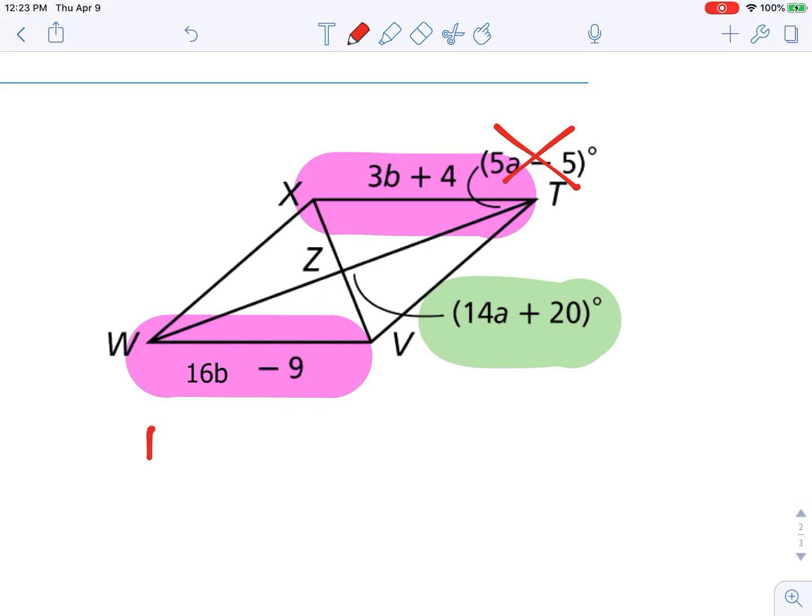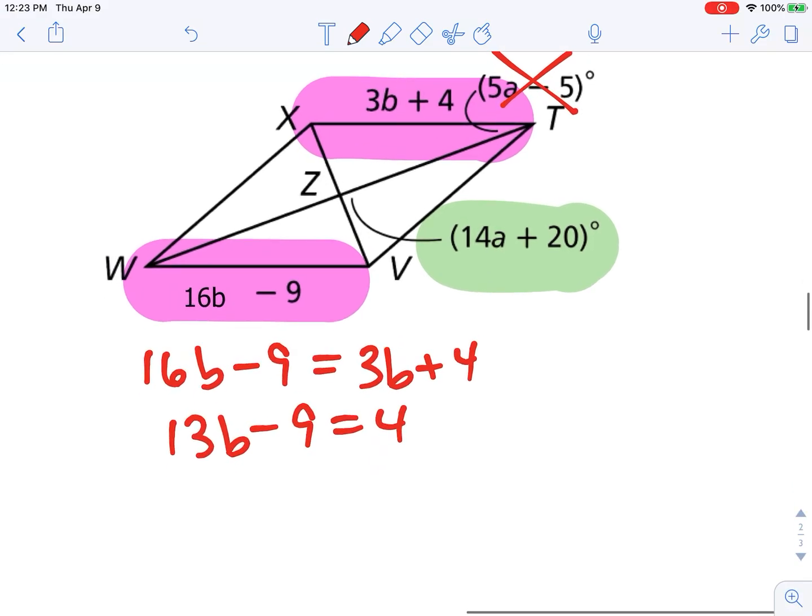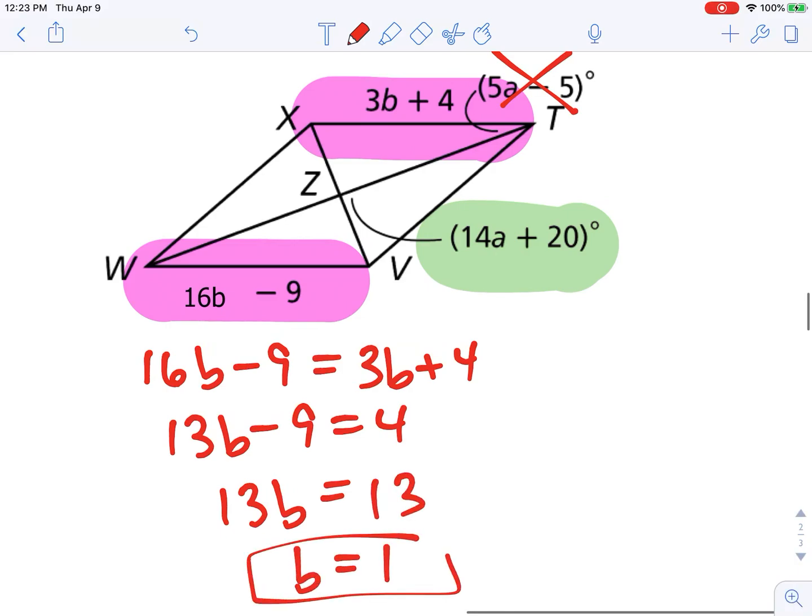So instead, I'm going to have 2 problems. I'm going to have 16b minus 9 equals 3b plus 4. So that's 13b minus 9 equals 4. I subtracted 3b. I'm going to add 9. I'm going to get 13 and divide by 13. I get 1. b is 1.